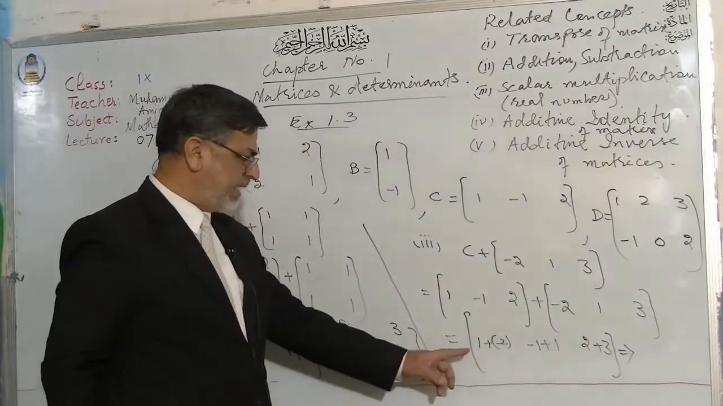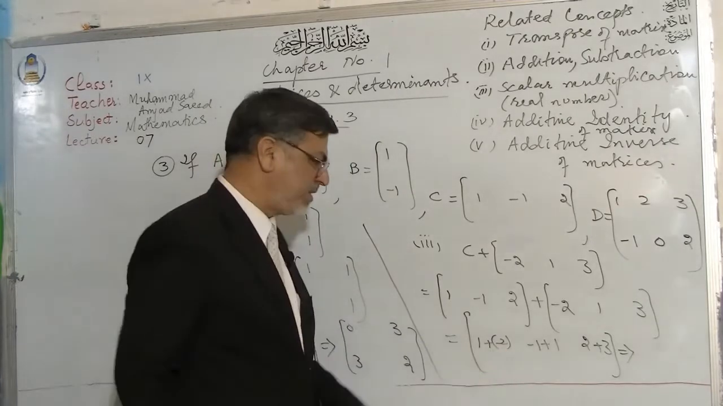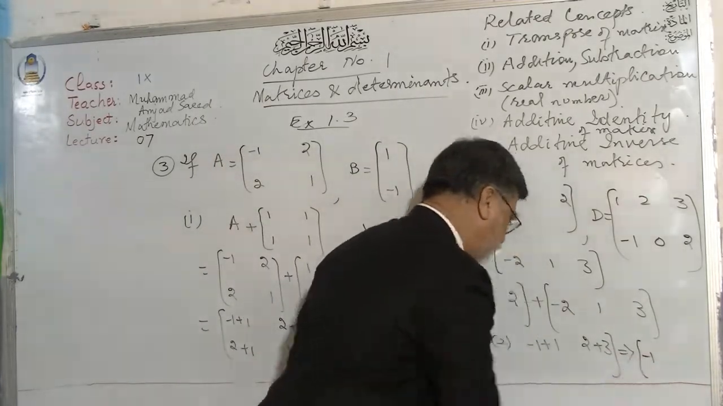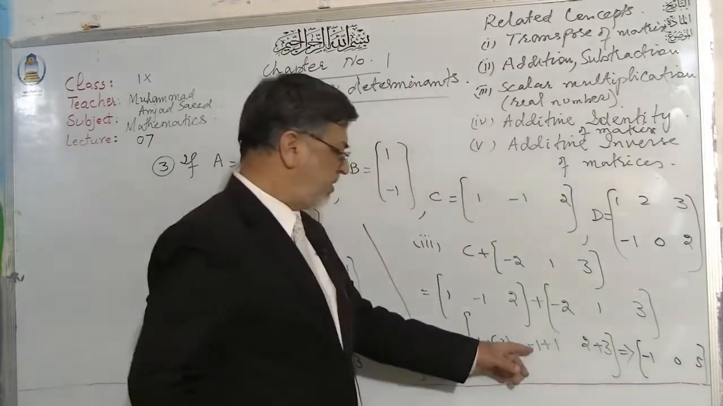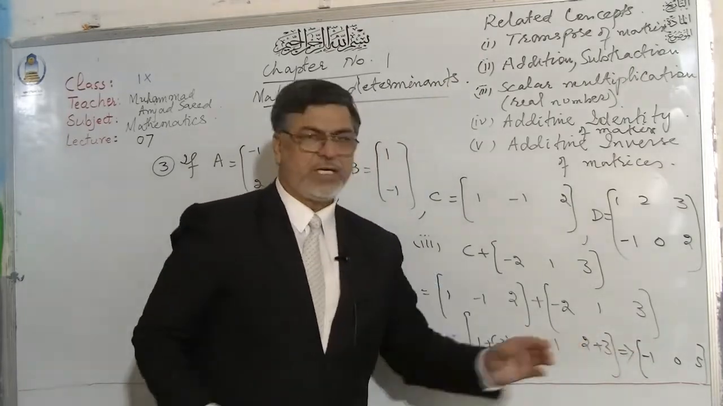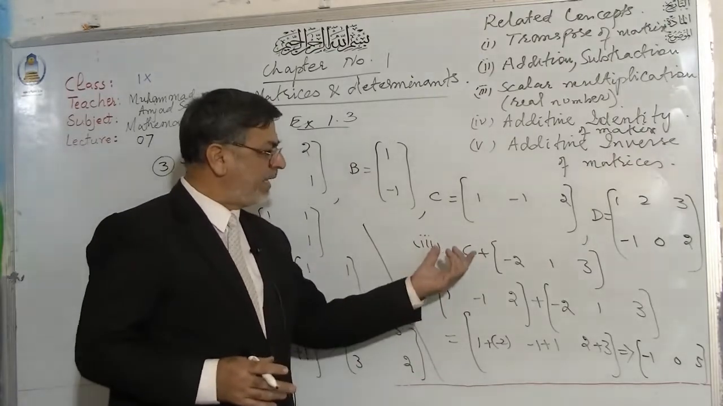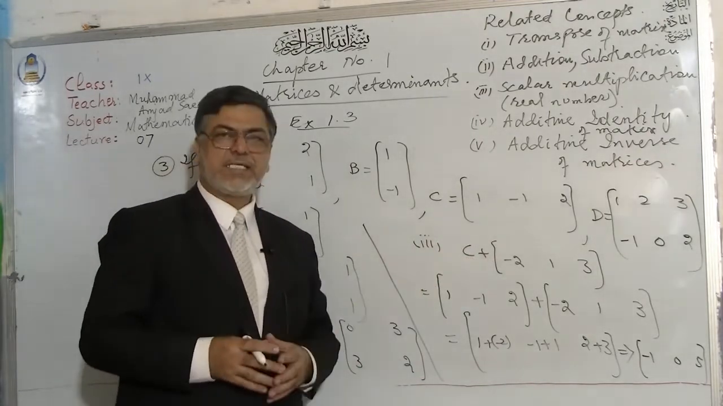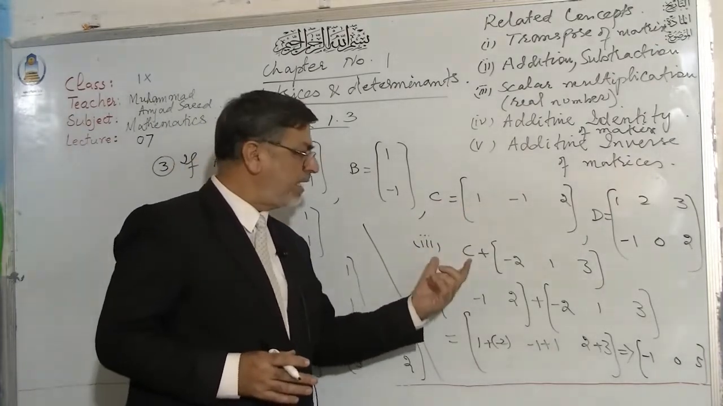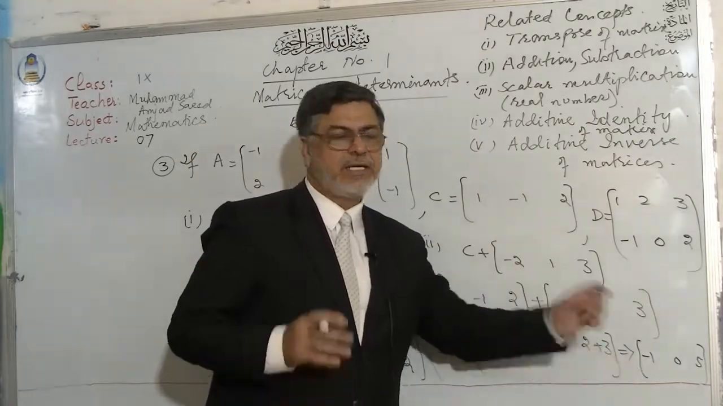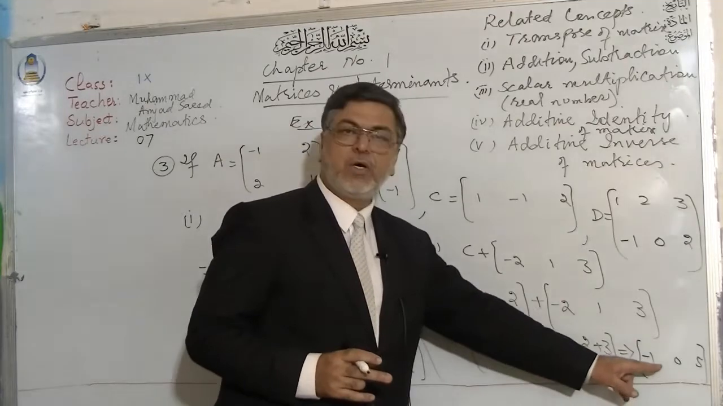You can see here is 1 minus 2, which will be equal to minus 1, and here is 0 and here is 5. So you have 0 and 5. That is your answer. Again you can see that our matrices had the same order. What was the order? 1 by 3, and the answer also has the same order, 1 by 3. 1 row and 3 columns.